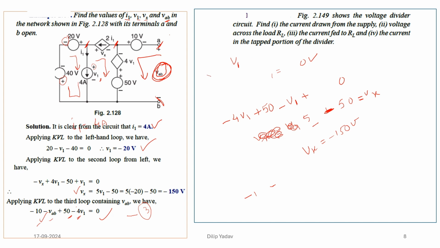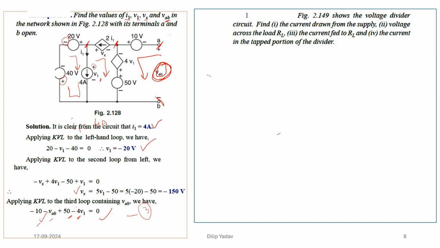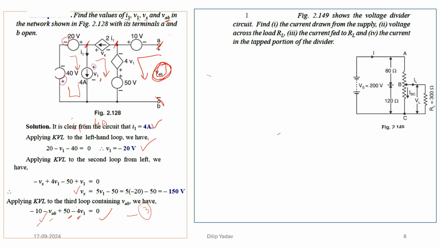Now we have this question, which says: by using the voltage division circuit, find the current drawn from the supply, the voltage across the resistor RL, the current fed to the RL, and the current in the tap portion of the divider. Okay, let's go for this one. We need the circuit first.